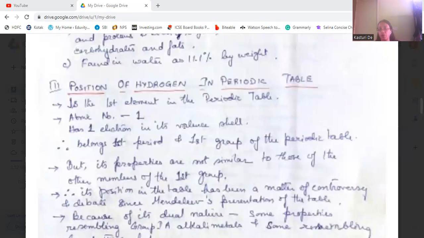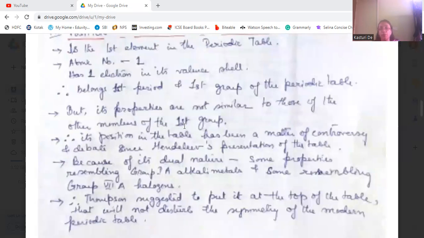Some of its properties match the first group elements, the alkali metals, and some match the halogens. Because of its dual nature, some properties resemble the group 1A elements, that is the alkali metals, and some resemble group 7A, that is the halogens. Therefore, Thomson suggested putting it at the top of the table. That will not disturb the symmetry of the modern periodic table. That's why it has been considered the first element in the periodic table.